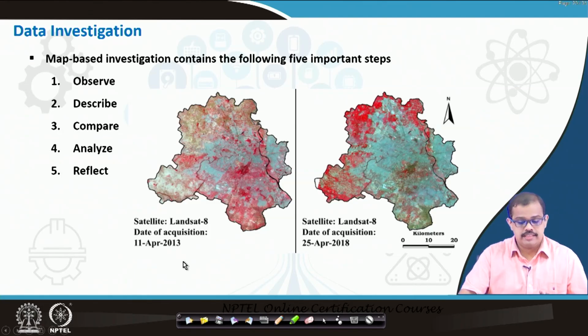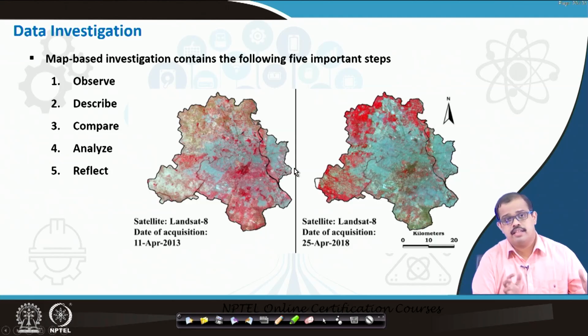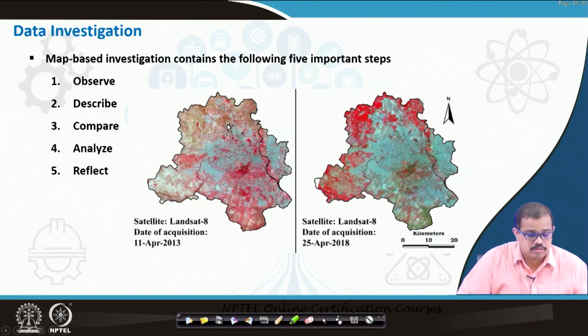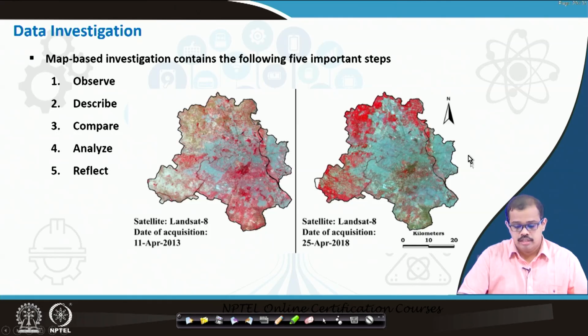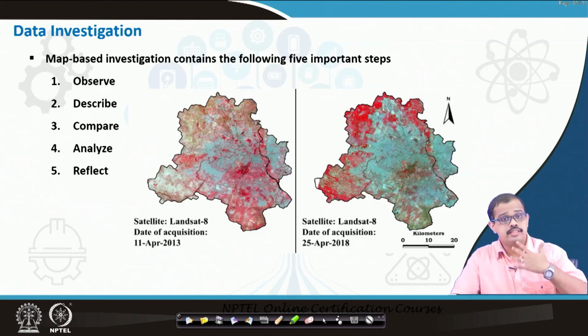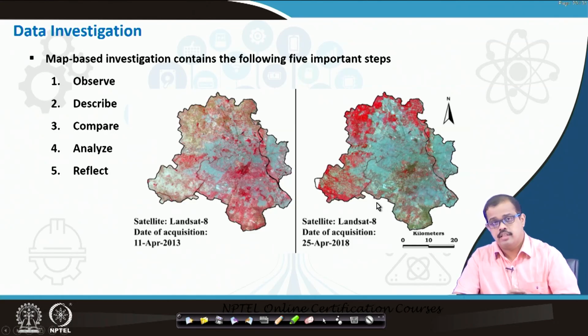So when you look at this data and that data, the first thing I observe and compare is how the urban growth has happened from 2013 to 2018. So the first thing is to observe it, then describe it, then compare it. This gives you the real world information from that data.